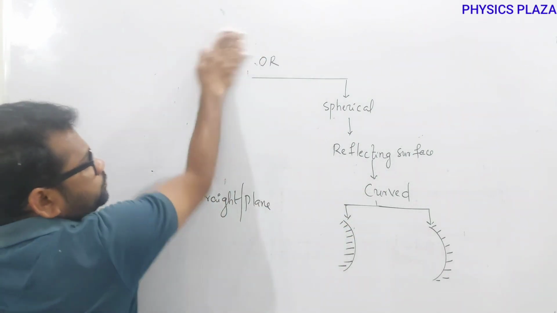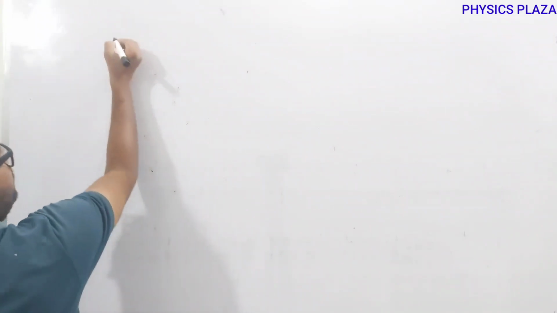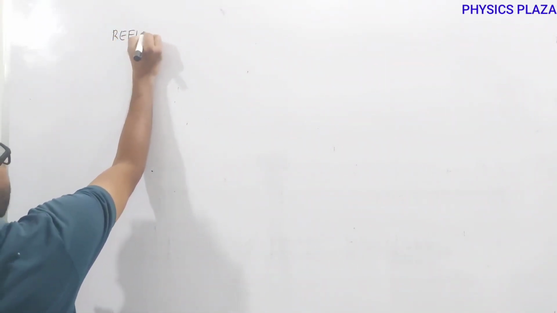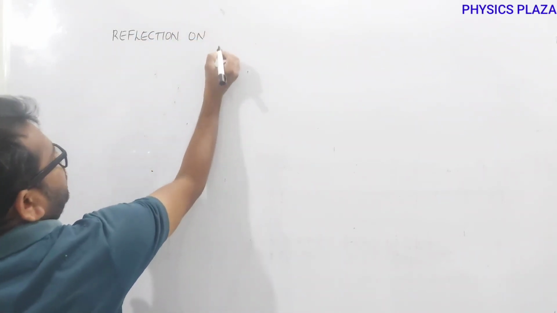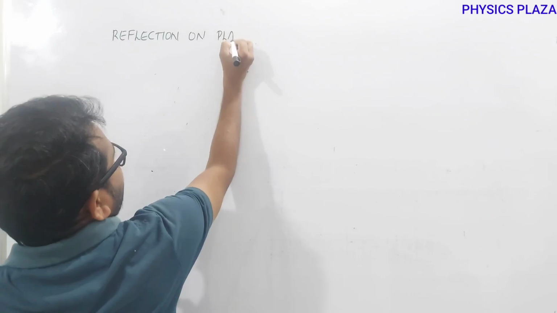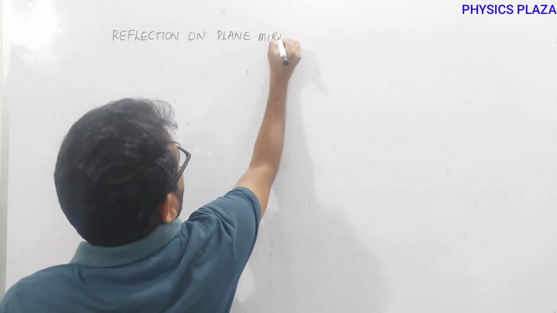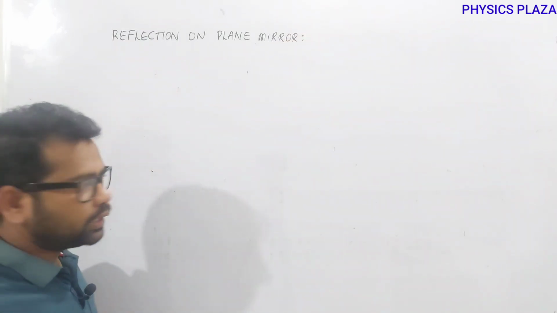Now we will see, children, how reflection will take place on a plane mirror. So let us write here: reflection on plane mirror. First we will see reflection on plane mirror. Here some terms are very important, and with that only we are going to get a good command on the concept. Okay, children, let us see.